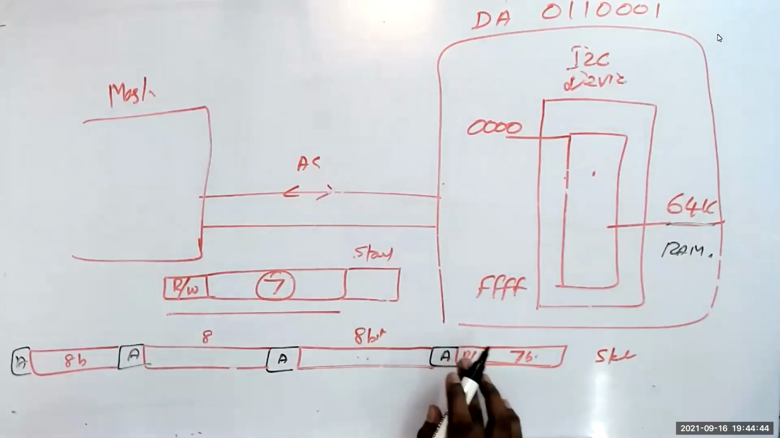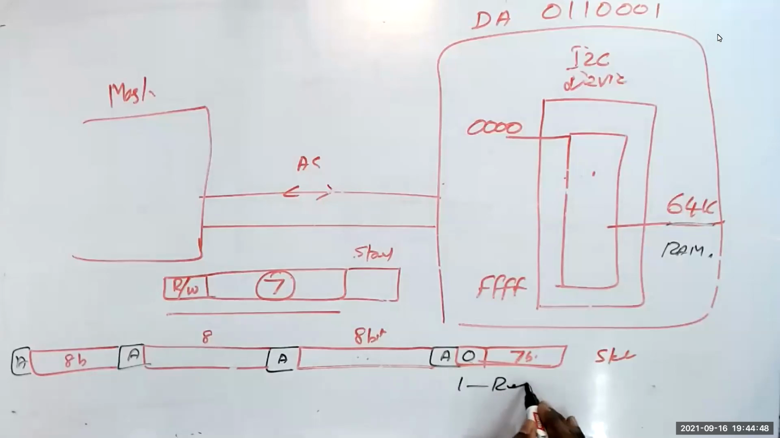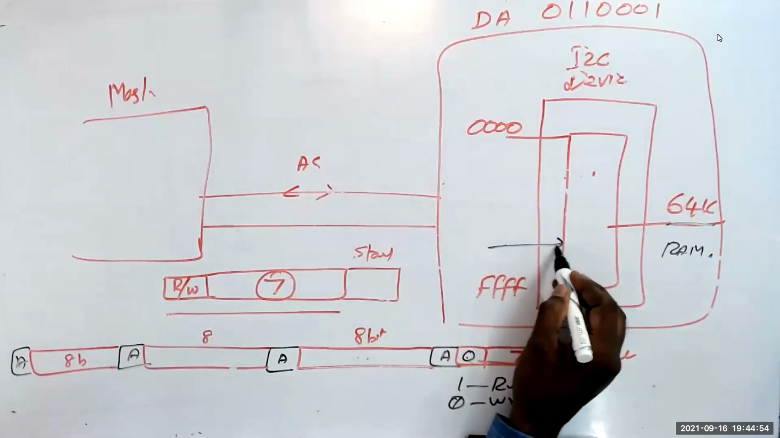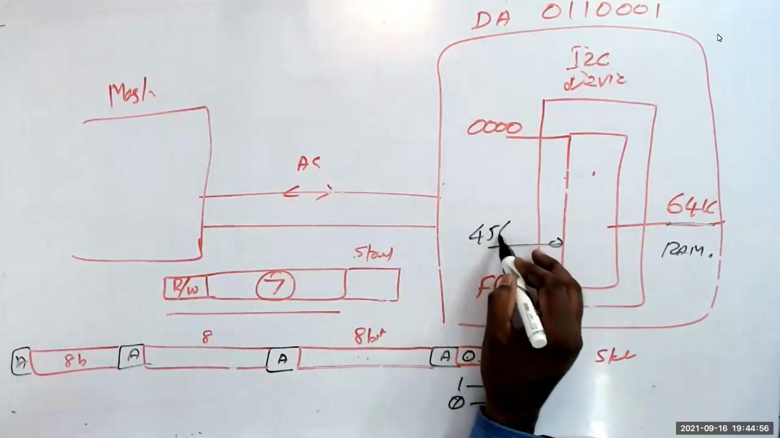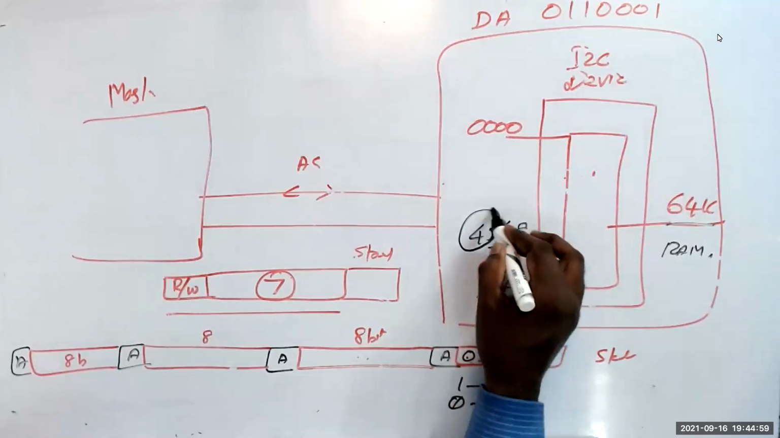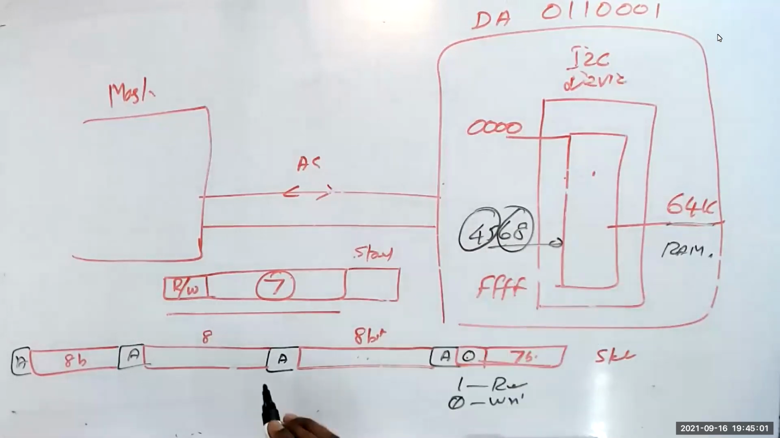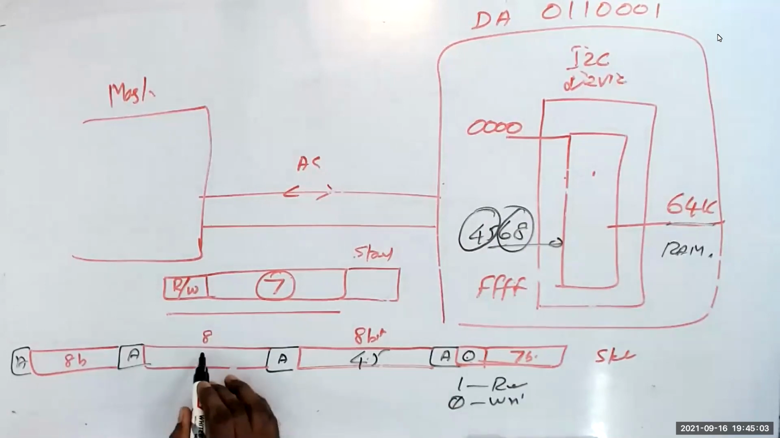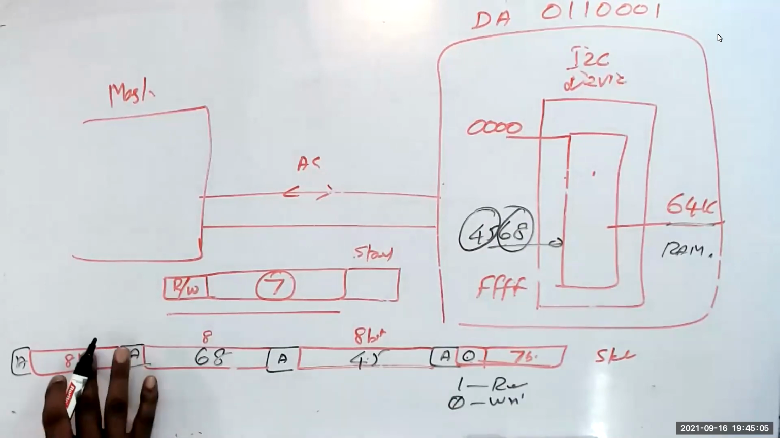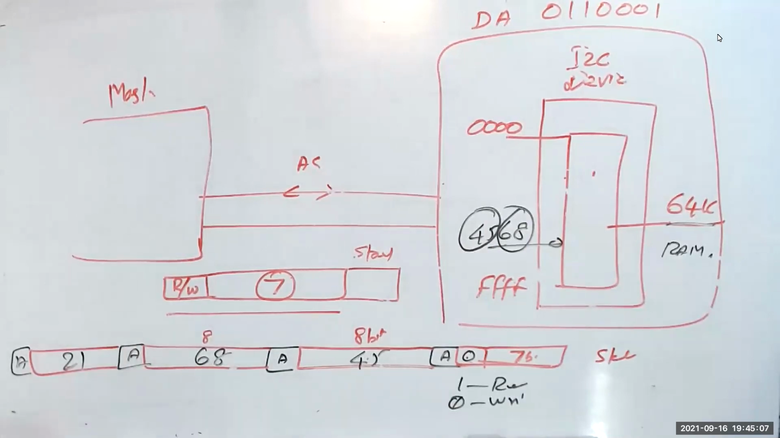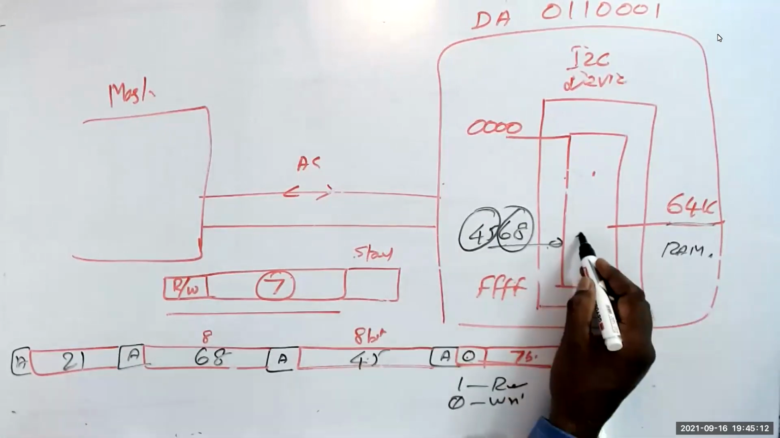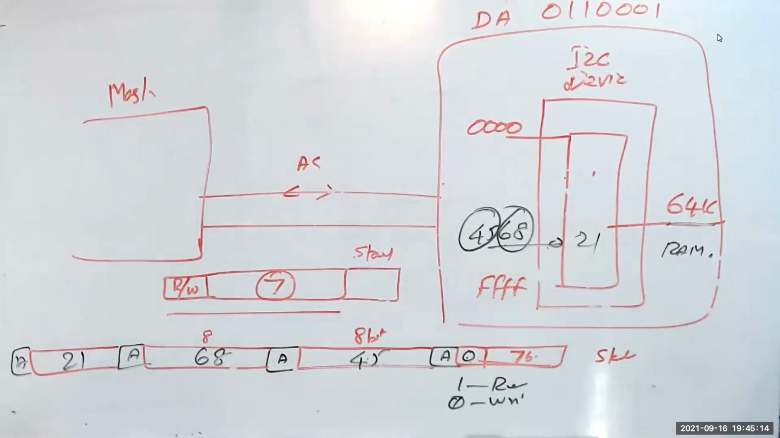So I make this as write as 0. That means 1 means read, 0 means write. I make 0. Where do you want to write? Let us say I want to write at address 4568. 45 is the higher 8-bit, and 68 the lower 8-bit. I send 45 here, I send 68 here, and I write 21. At 4568, I write 21 here. See that? How do I write?